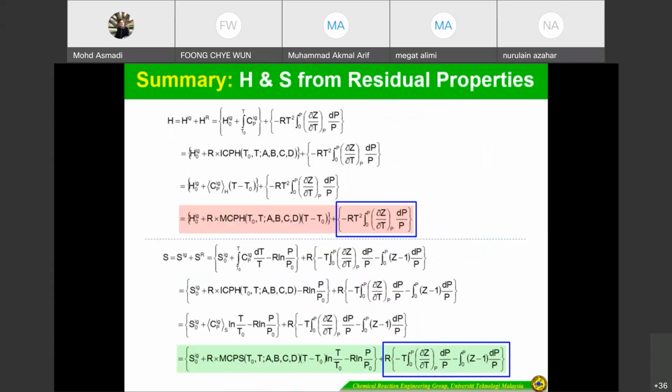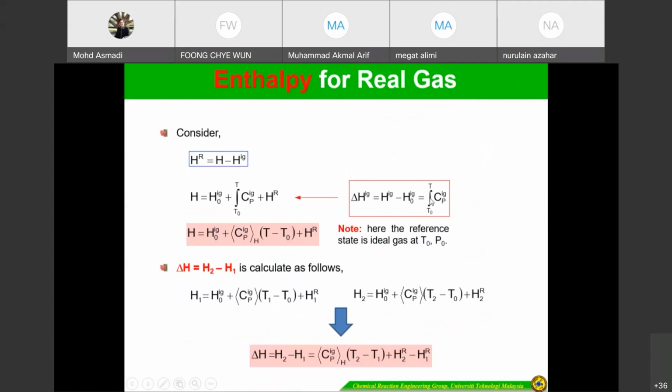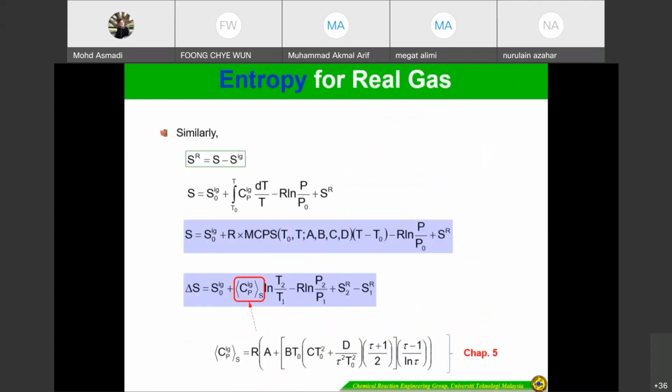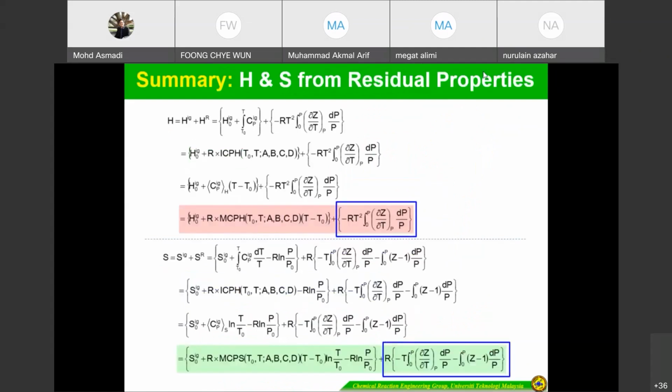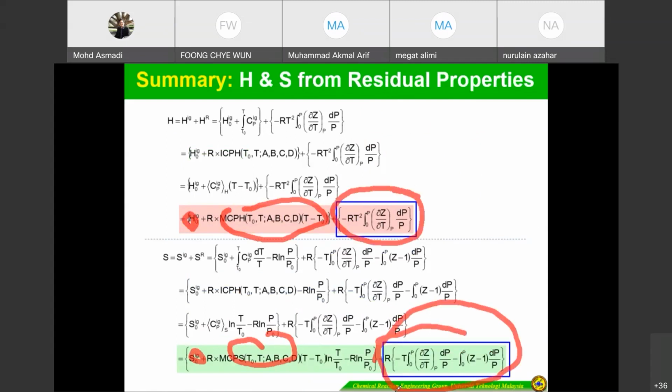Since we already defined enthalpy and entropy from the previous equation, we have another equation here. If you remember, this one is the mean heat capacity plus delta H^ig. This one is for the entropy, S^ig, and we have an additional equation here. So how to determine this one? First is the graph.